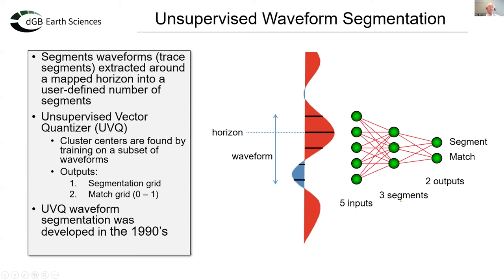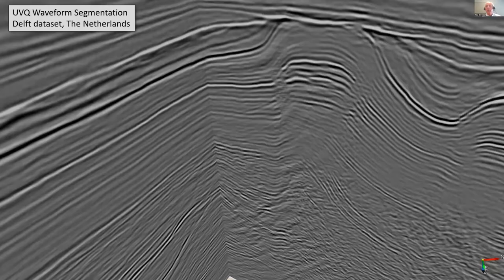Once the network has learned to find the cluster centers, because this network is also trained on a subset of the data, you give it just a random set of waveforms that have been extracted along the horizon, and the network finds the cluster centers. Then in the post-processing, the network compares the input with the cluster centers, and it outputs the winning segment as one of the outputs. It also compares how close this particular trace segment is to the winning cluster center, and that is a second output, called the match value, between 0 and 1, which gives us a confidence in this segmentation.